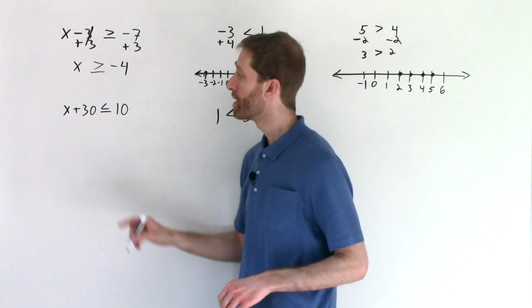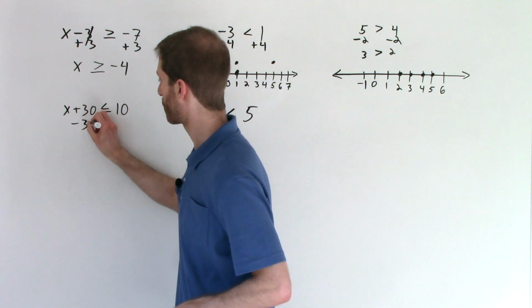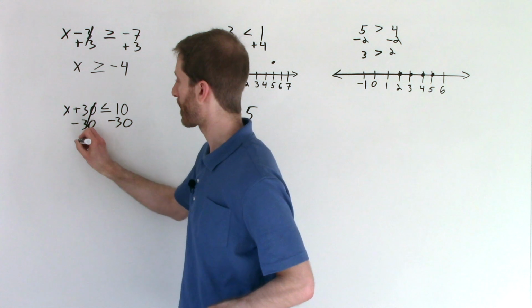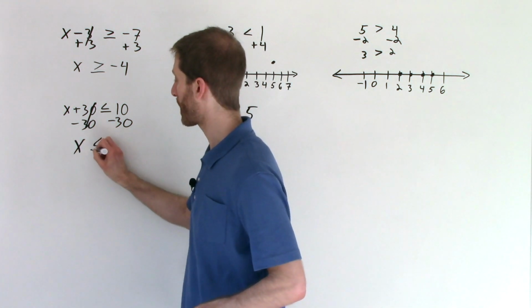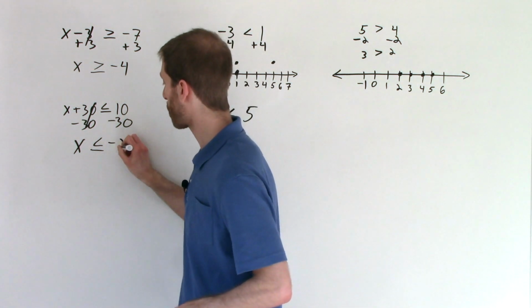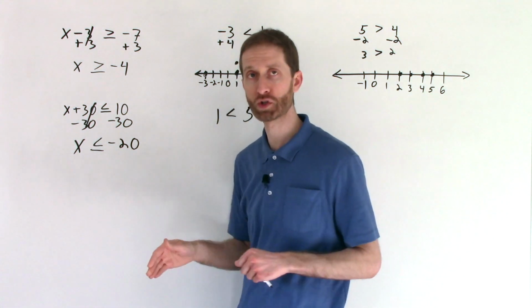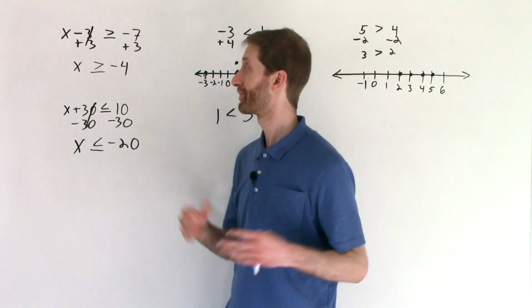Not bad. In this one, we're going to undo +30 by subtracting 30 from both sides of the inequality. The -30 cancels out here, isolating x. The inequality does not change directions. x is still less than or equal to 10 minus 30, which is -20. And in later videos, I'll go over how to graph out the solutions, much like we did in a previous lesson. That's it, folks.